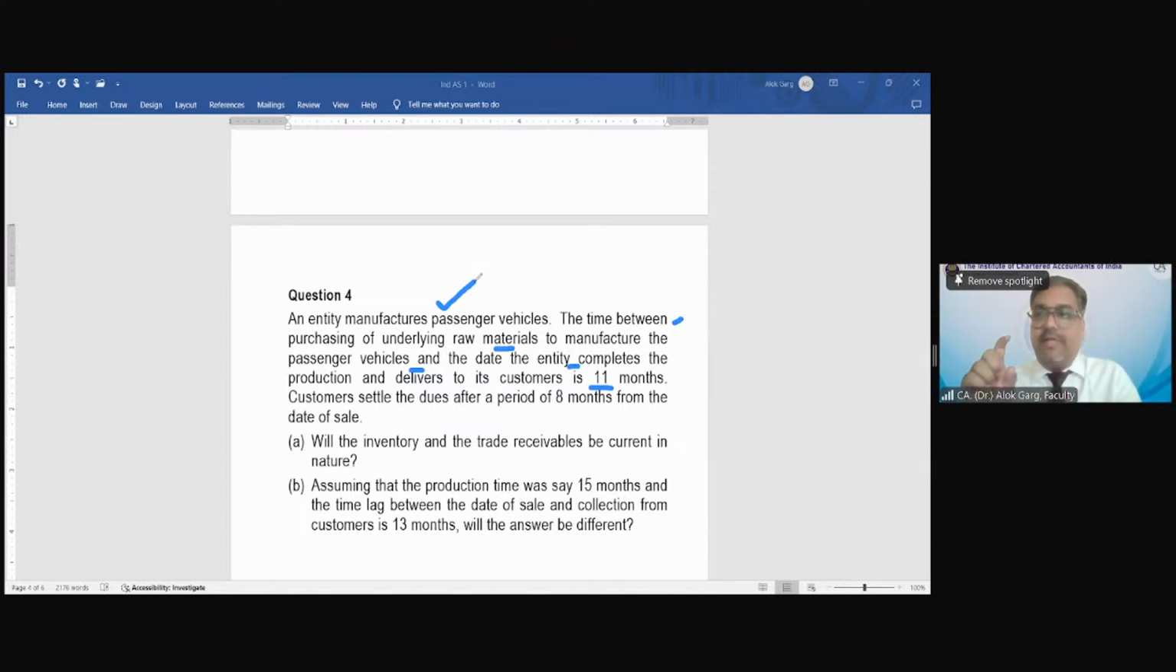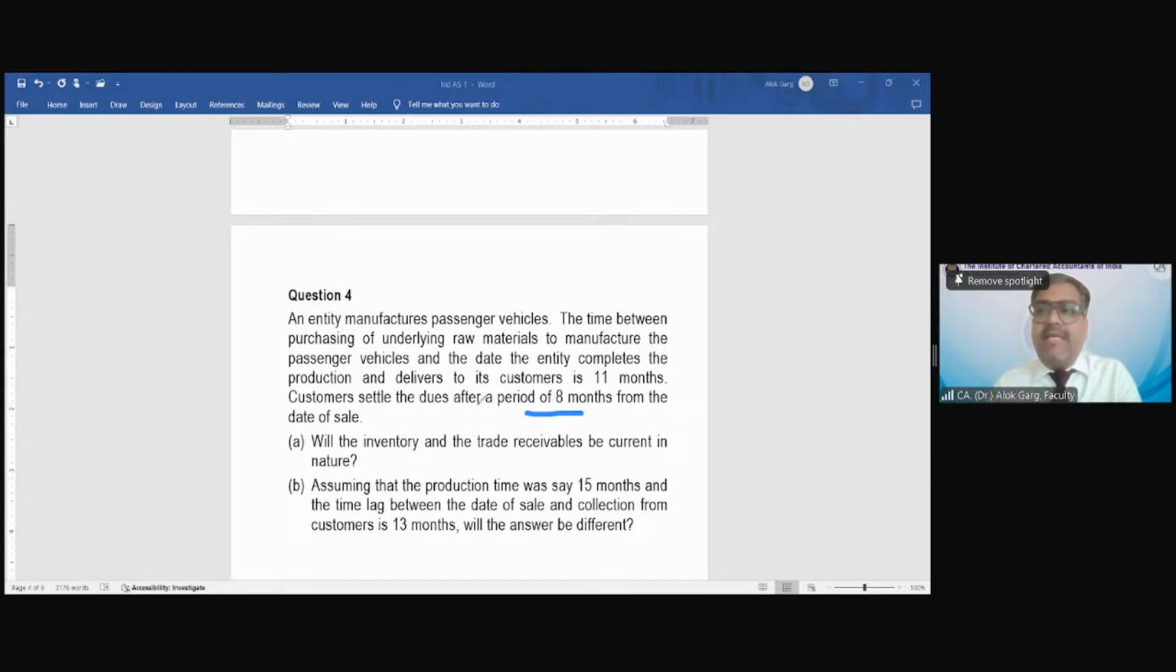So what is your timeline? What is your duration? Duration is 11 months. Customers settle the dues after a period of 8 months from the date of sale. So customers settle these dues after a period of how much? After a period of 8 months from the date of the sale.